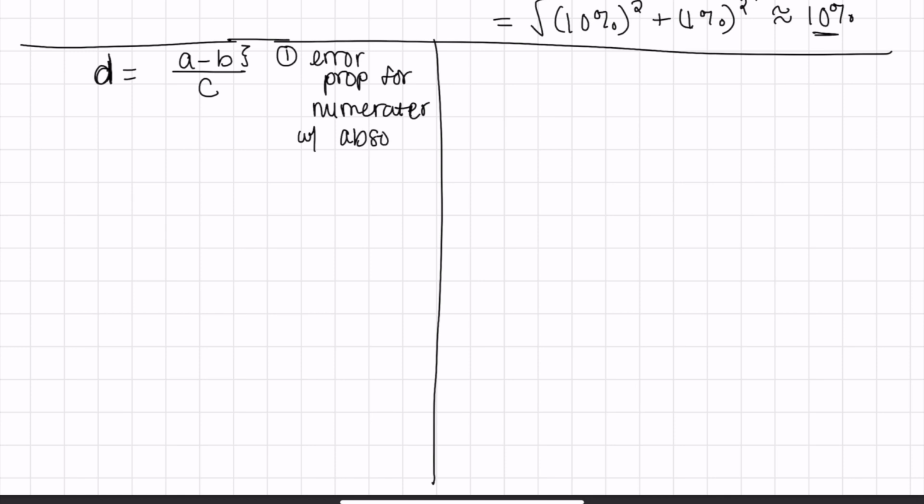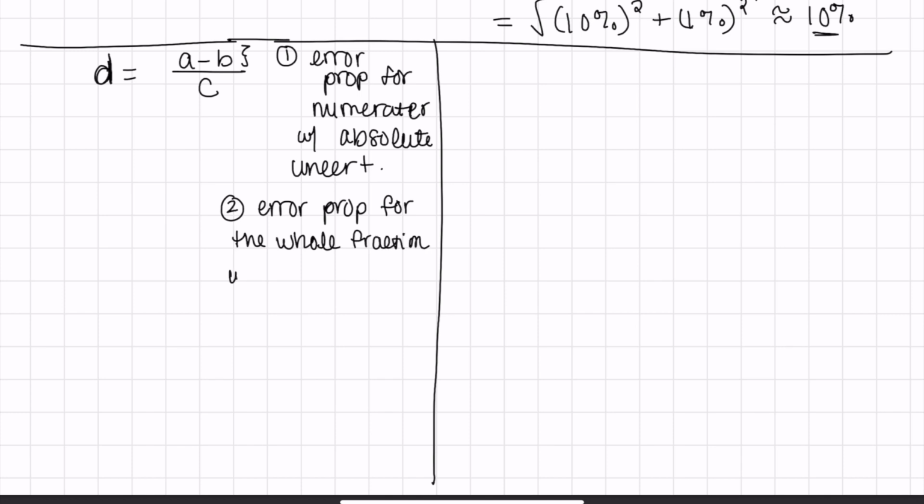Now, because the next step is a division of that numerator by the denominator, we're going to have to convert that absolute uncertainty you get from step 1 into a relative uncertainty before you can do step 2. So there's almost like a step 1a and a step 1b. But then step 2 is we do the error propagation for the whole fraction using the relative uncertainties.